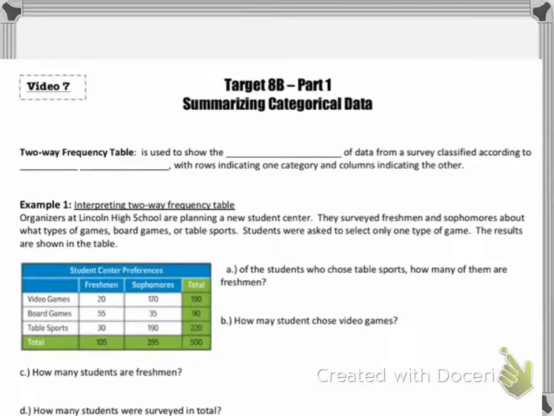So that is our first vocab word at the top. It is used to show the frequency of data from a survey classified according to two categories. So hence the two-way frequency, right? So two categories, with rows indicating one category and columns indicating another.